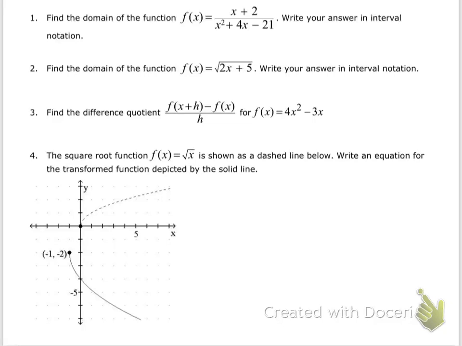Okay, I'm going to run through some questions that you're going to see on the college algebra final. So let's take a look at question 1. Find the domain of this rational function. Write your answer in interval notation.